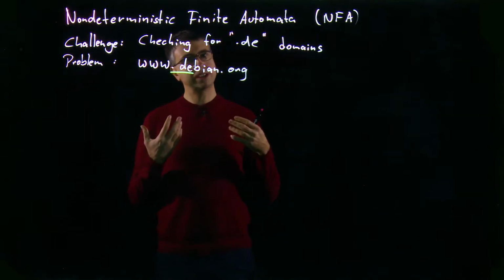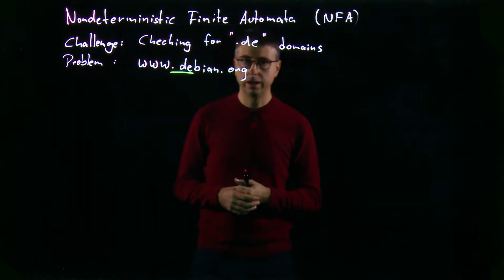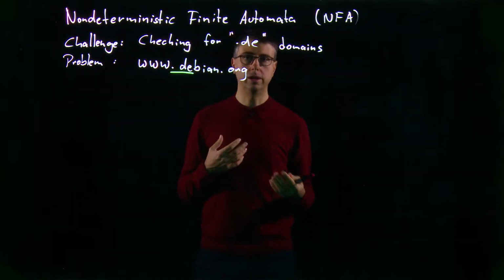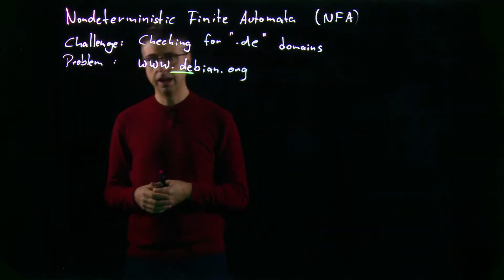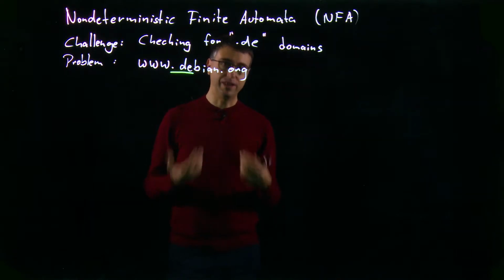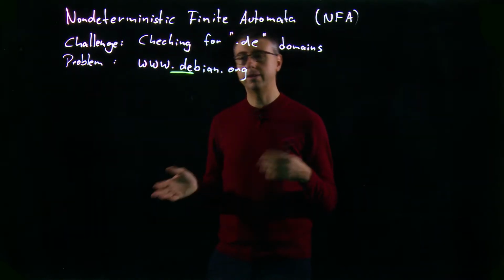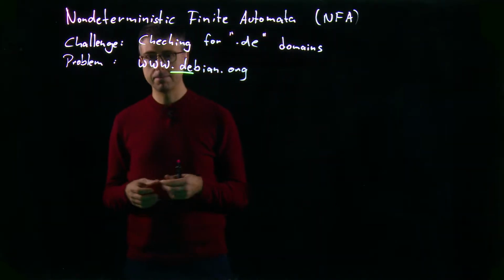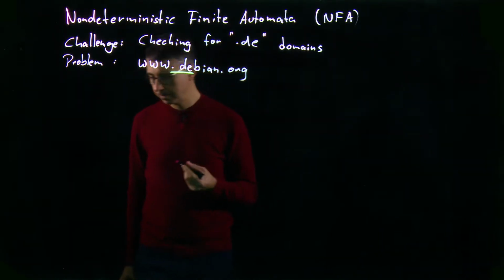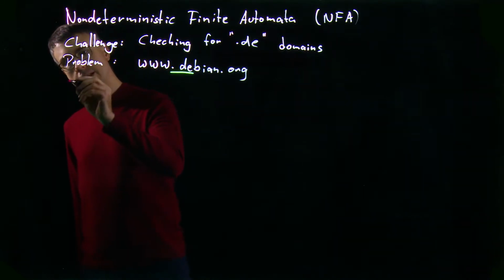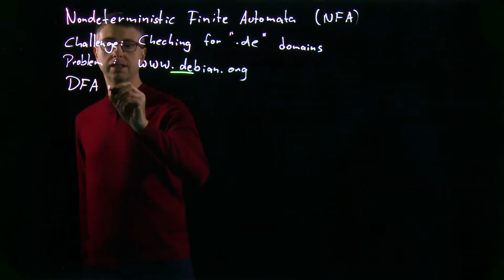Now at this point, just try for yourself to devise a deterministic finite automaton to just check these domain names, whether it's a DE domain or not, whether it's a German domain or not. Just try. And if you have done so, you might have realized that it's really complicated. You have a lot of states, a lot of things to consider. But it could be much easier if we would be allowed to guess. So the DFA is complicated.